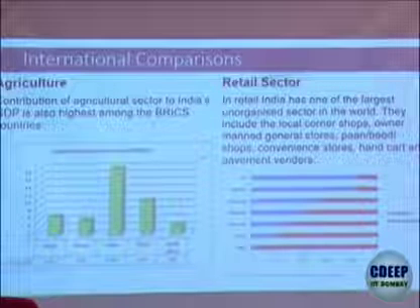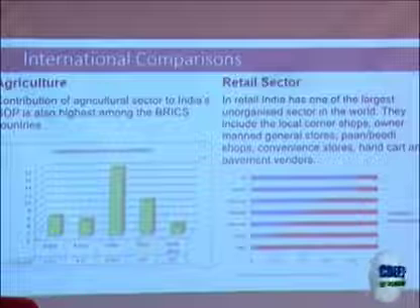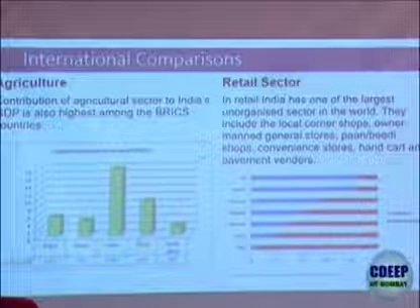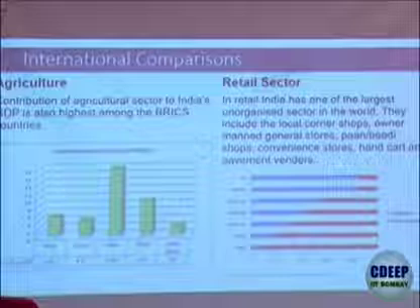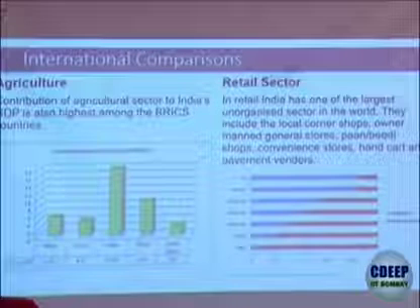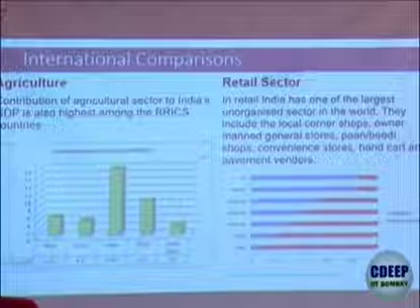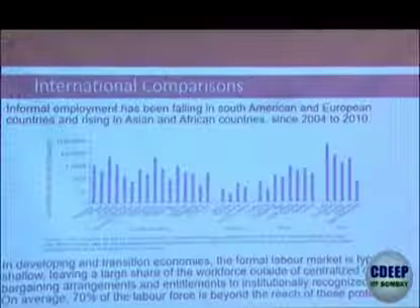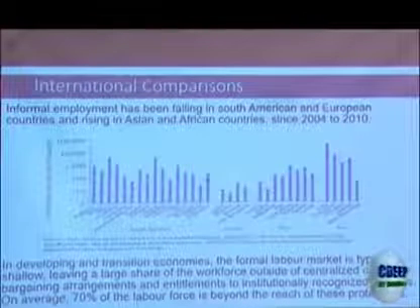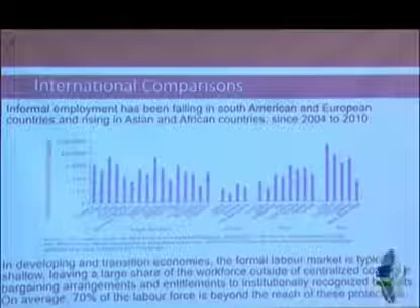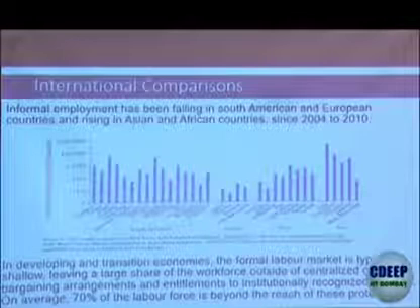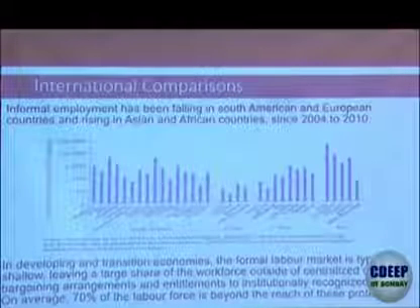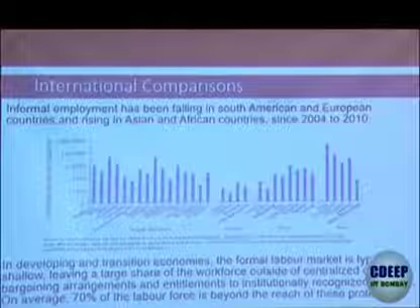In the retail sector, basically this includes local corner shops, general stores, pan bidi shops and convenience stores. So again, here we see that the unorganized sector is quite large in India compared to other countries like China, Indonesia, Thailand, US, Taiwan, Malaysia. So this is basically a chart of informal employment across various countries. So we see that a lot of developing and transition economies have a large amount of informal employment.